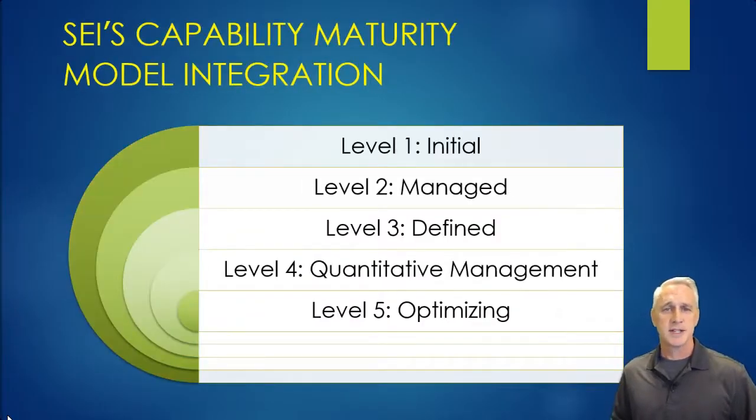And then, of course, we have the SEI version. Again, these are all just different models. They're not the only models, but they're the 4 big ones that are often used. So there's initial use of project management, then managed. Again, that term doesn't work real well for me. What do you really mean by that? Defined is level 3, quantitative management level 4, and optimizing level 5.